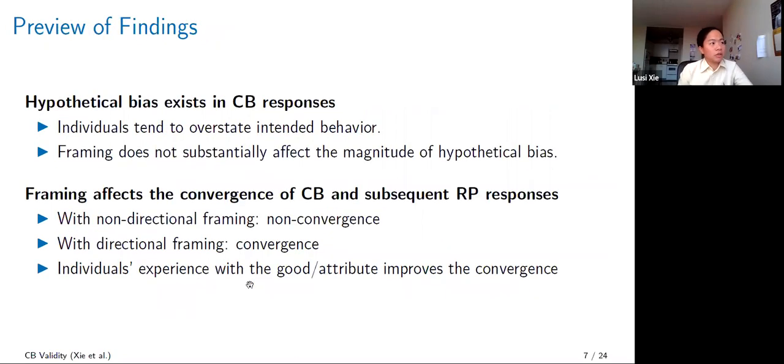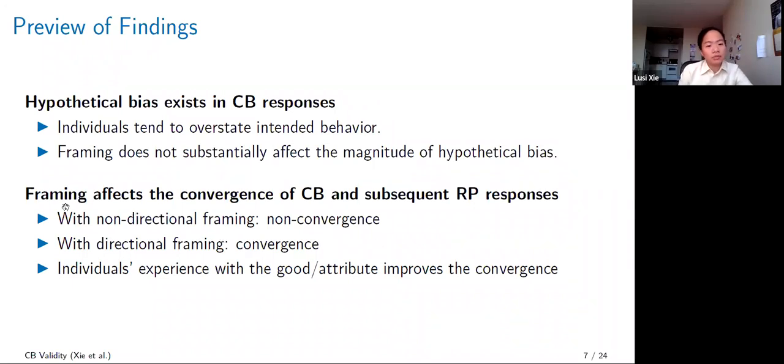And here is a preview of the findings. The first one is hypothetical bias is found to exist in CB responses from our experiments, and individuals tend to overstate their intended behavior. The second one is framing does not significantly affect hypothetical bias, which is a little bit surprising compared to the previous studies.